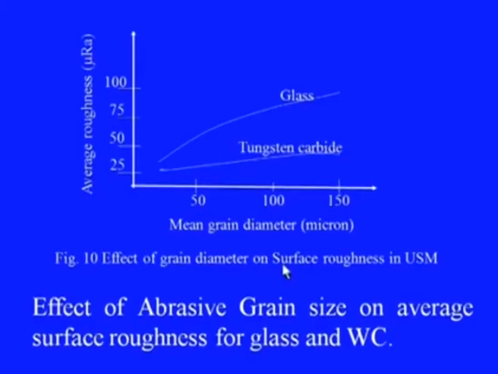This particular characteristic is shown for tungsten carbide material and glass material. Glass is still a brittle material, relatively more brittle than tungsten carbide, and therefore it shows even poorer surface finish with increasing diameter of the abrasive particles. But tungsten carbide, being relatively less brittle, shows a somewhat better response towards higher grain size.